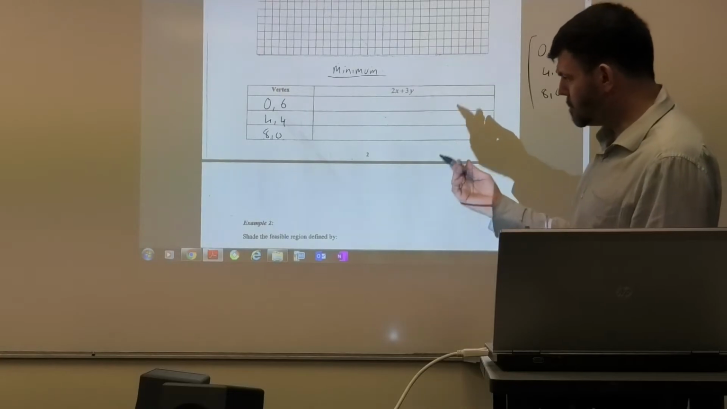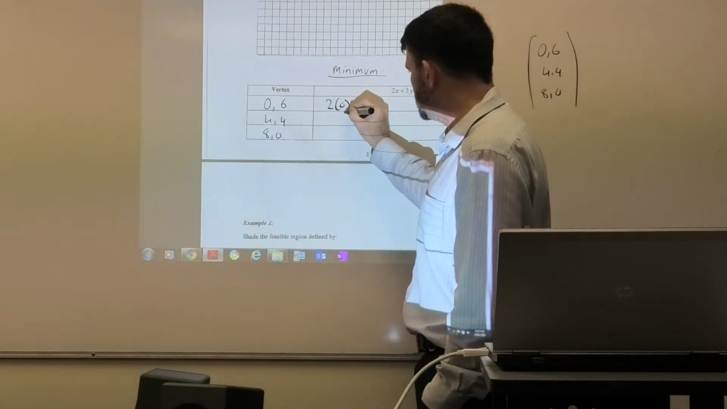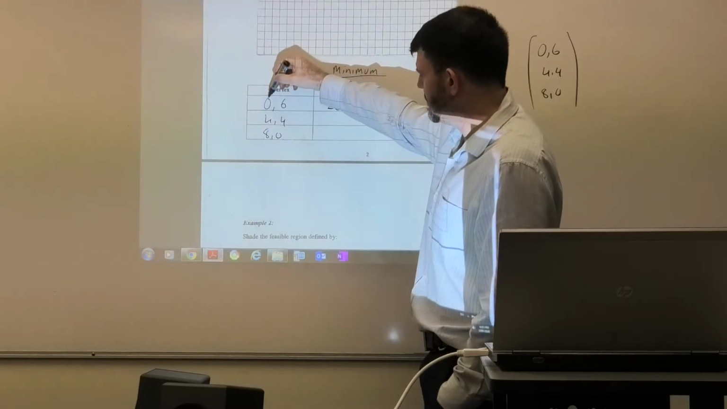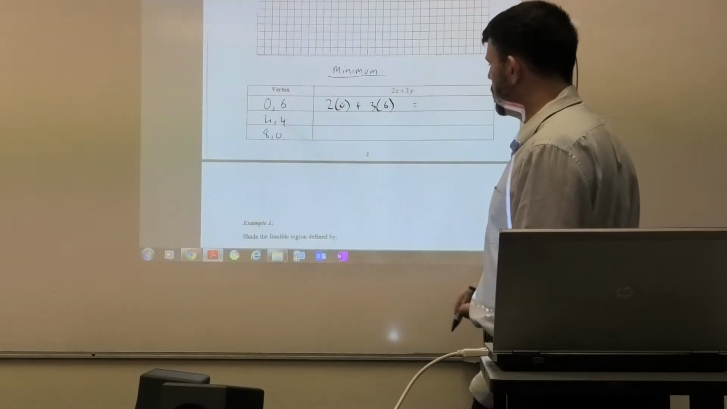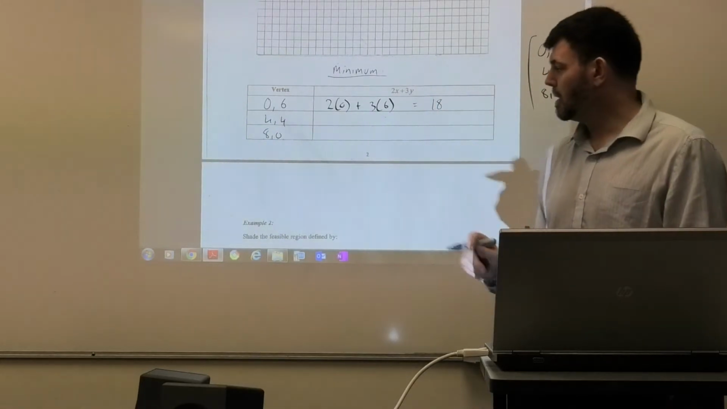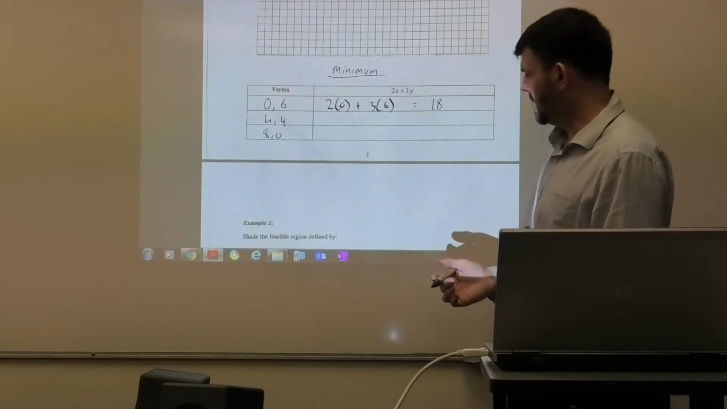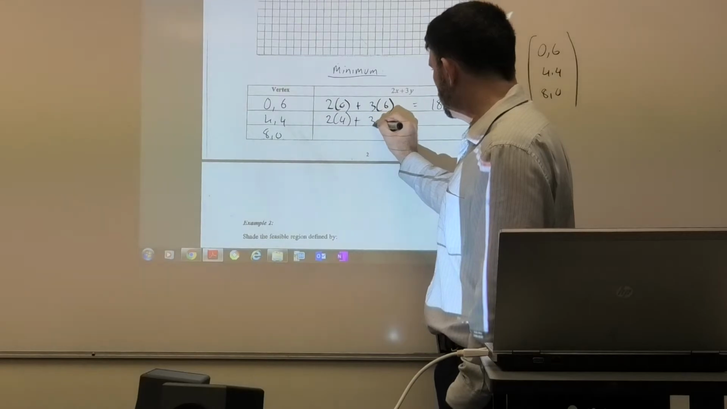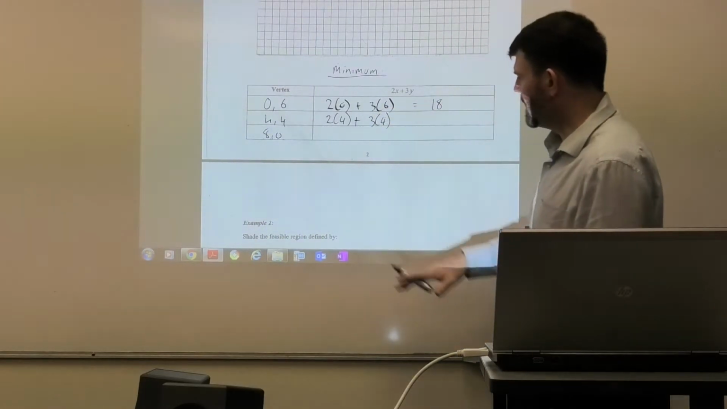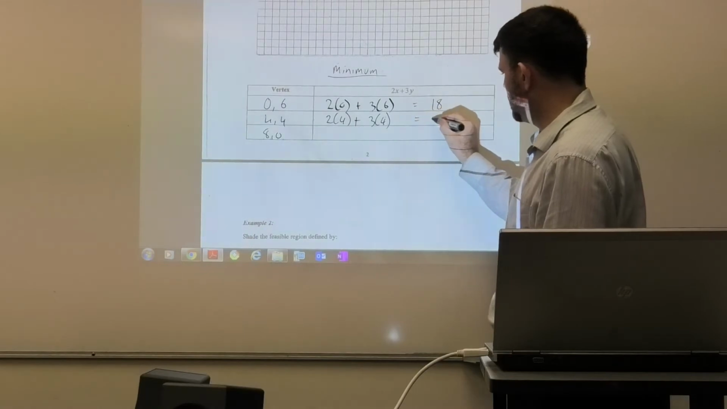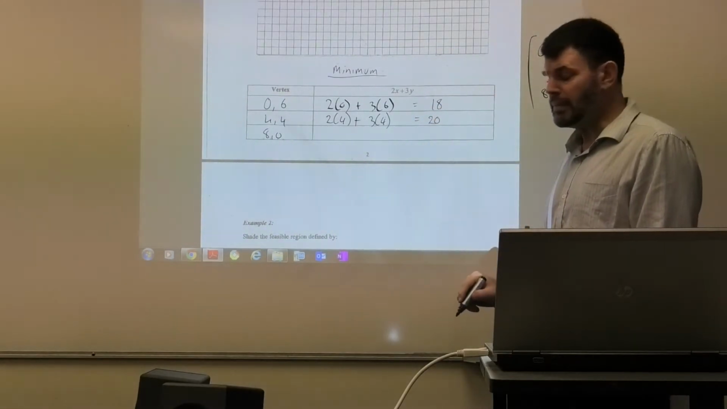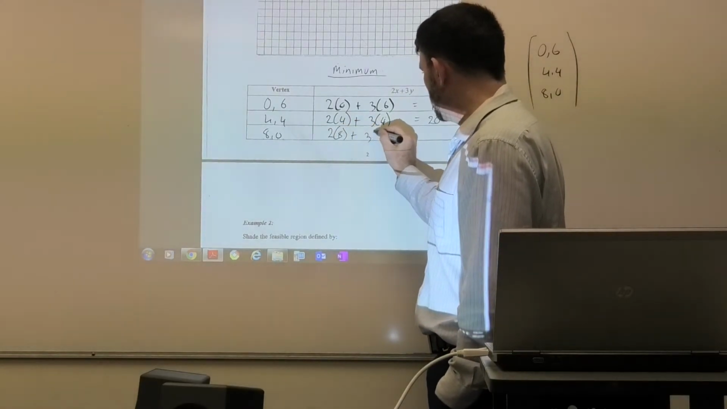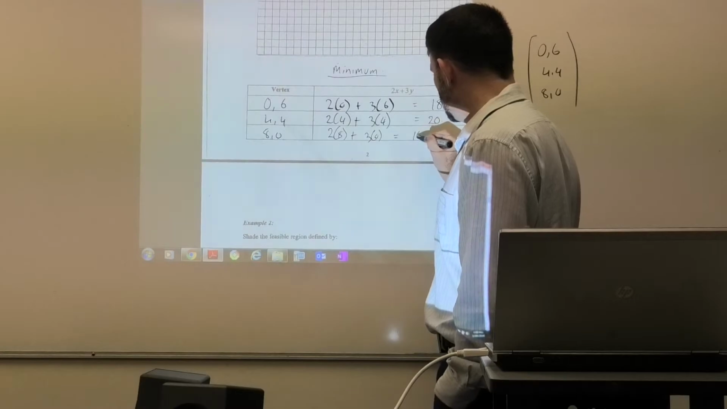So for instance, we do the first one, it's going to be 2 times 0 plus 3 times 6, because this here is x and that's y, which then gives us a total value of 18, because 2 times 0 is going to be 0. The next one is just going to be 2 times 4 plus 3 times 4. So that gives us 8 and 12, which gives us 20. And the last one is just going to be 2 times 8 plus 3 times 0, which equals 16.